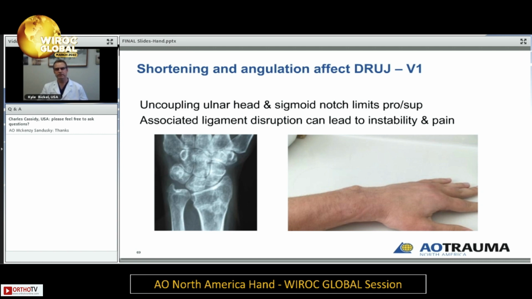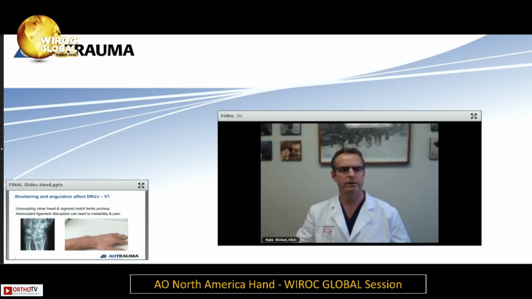Shortening and angulation, as we've just heard from Chai, can affect the DRUJ. It can uncouple the ulnar head and the sigmoid notch, which can lead to limitations in pronation and supination and symptomatic impingement. And the associated ligamentous disruption can lead to instability and pain. And I have a short video of this patient on the right. And Mackenzie, if you can run that for us.